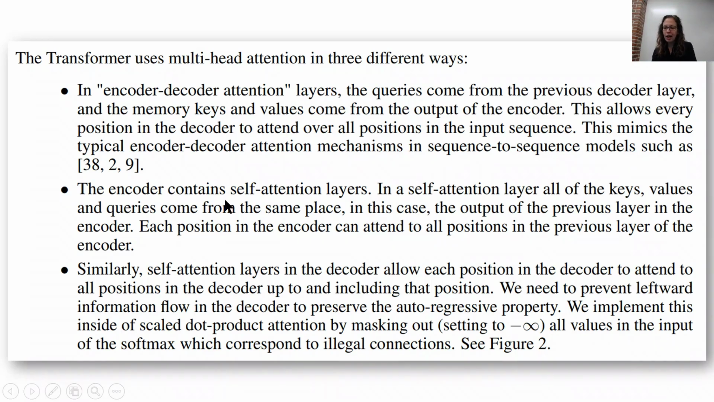Secondly, the encoder has self-attention layers. We saw that can be useful in the sentence, the animal crossed the street because it was tired, knowing what it relates to. And then the decoder has self-attention layers. And again, that's the same idea of knowing what other words in the sentence are relevant to the current concept.